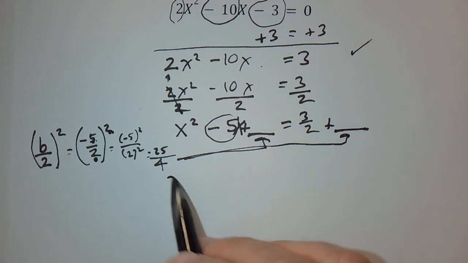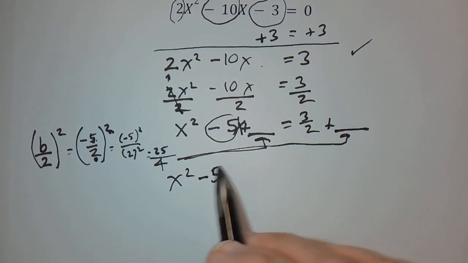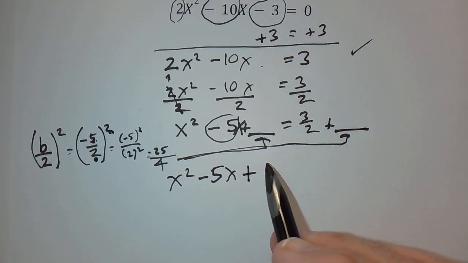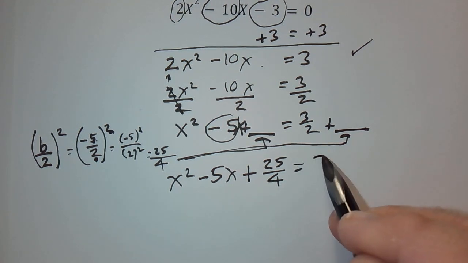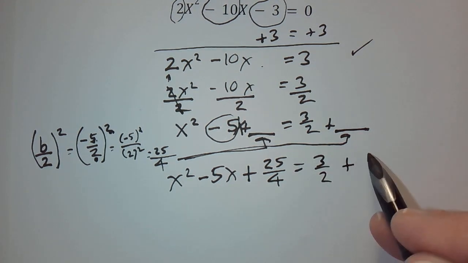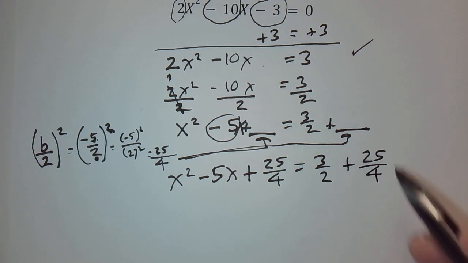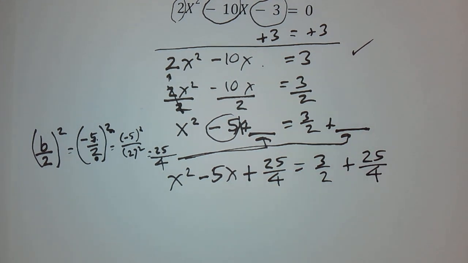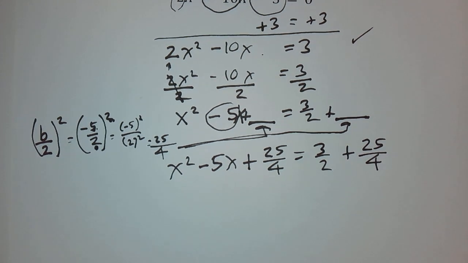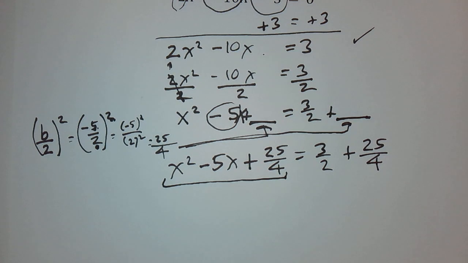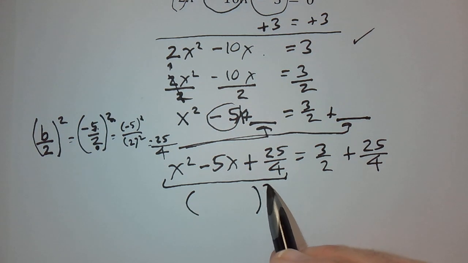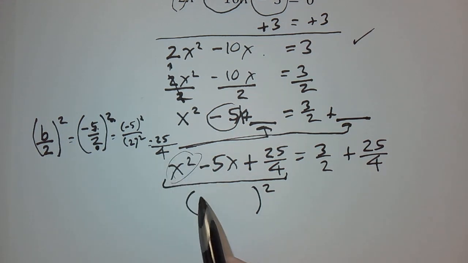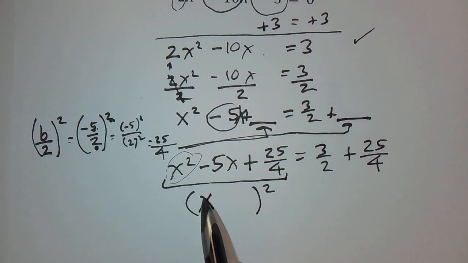So I'm going to rewrite that, x squared minus 5x plus 25/4. On the right-hand side, we have 3/2 plus 25/4. So our equation remains in balance. Because this on the left side is a perfect square trinomial, we can go ahead and factor that. That's very easily done. We know we take this variable and write it here. We don't have it squared anymore because this whole thing is going to be squared. So we're just going to write that x.